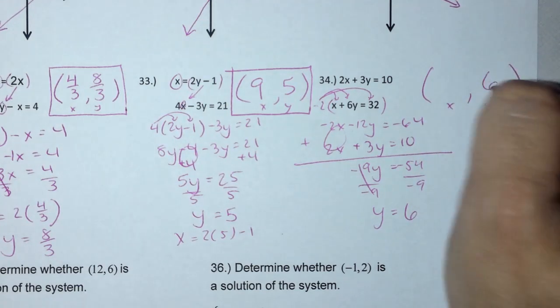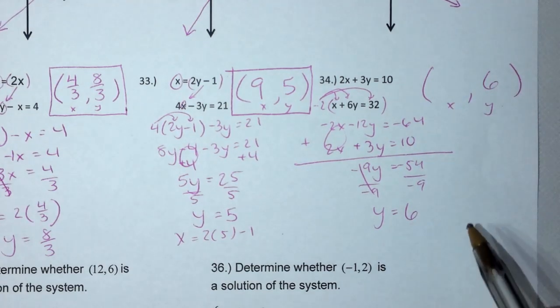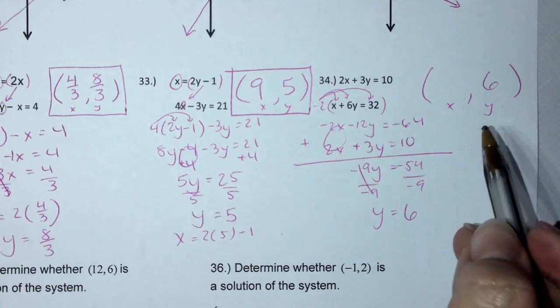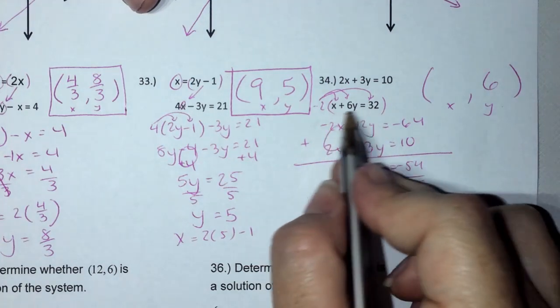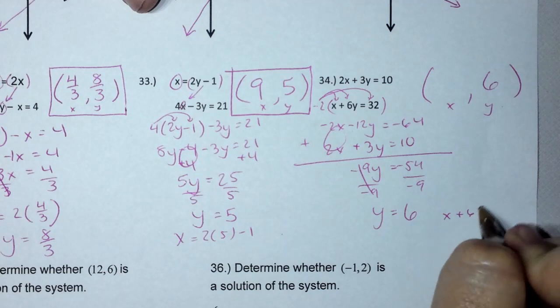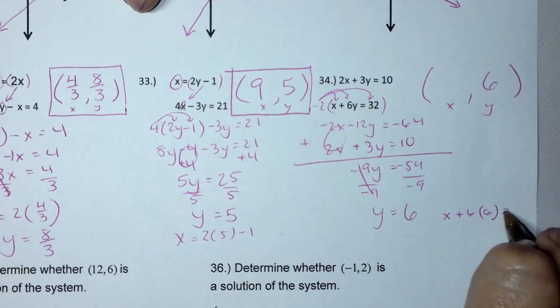Now, if my test is multiple choice and I see only one of them has y is 6, can I choose that answer? Yes. However, we need to go back in because this is not multiple choice, and I'm going to plug it into this second one before I multiply it. So I have x plus 6 times y, which is 6, equals 32.